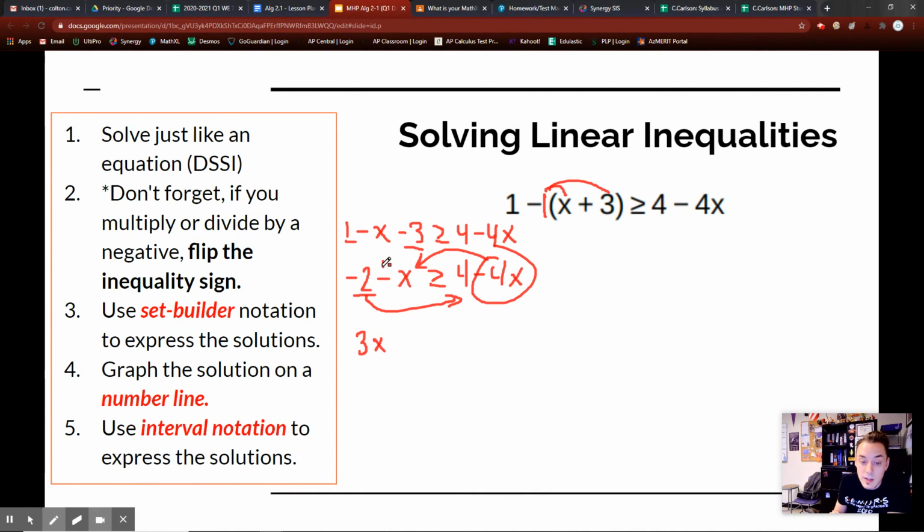Because again, this will be a positive 4x right here. This is a positive 4x. That goes poof. Positive 4x minus x is just 3x. What happens here? This will now become a positive 2. That goes poof. What's 4 plus 2? 8. What's my inequality sign? Greater than or equal to. Got it? So far, so good? I hope.